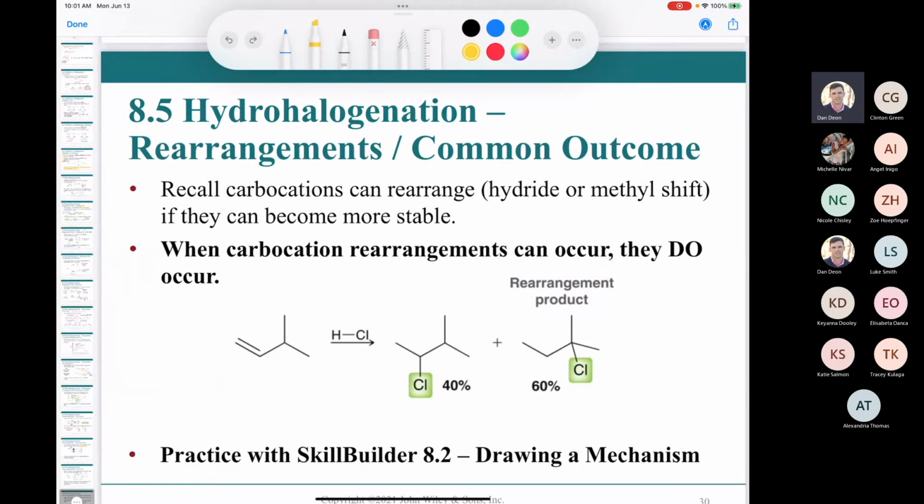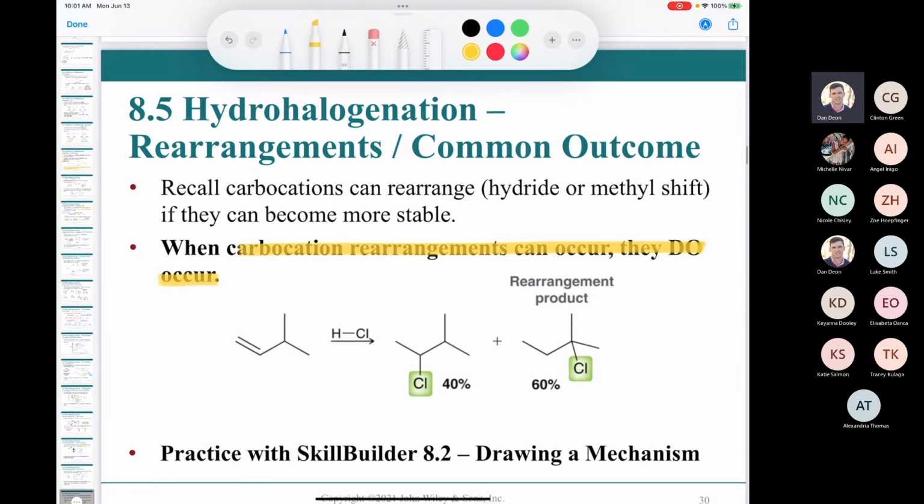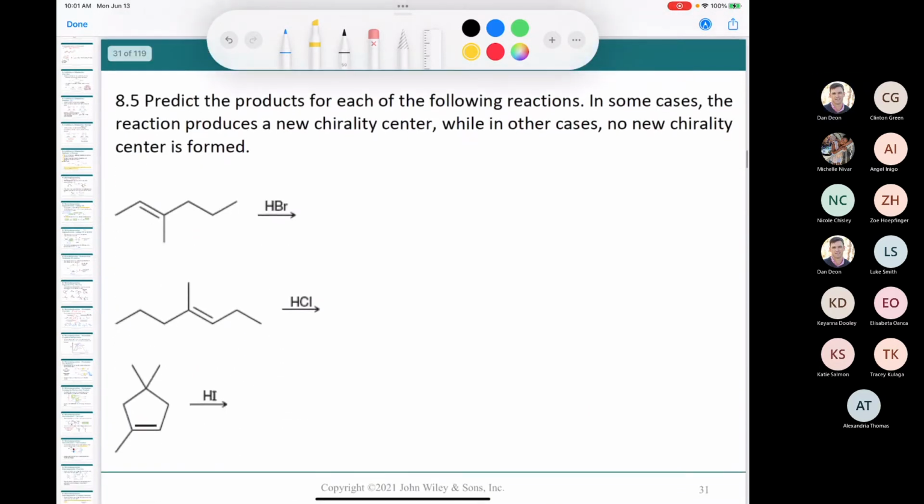You get mostly the rearrangement product, but the bottom line is that students have to be always on the lookout for a hydride or a methyl shift rearrangement, because when carbocation rearrangements can occur, they will happen. Molecules always do what they want to do, and they always want to rearrange to become more stable. So, with all that in mind, let's take a look at a practice problem.